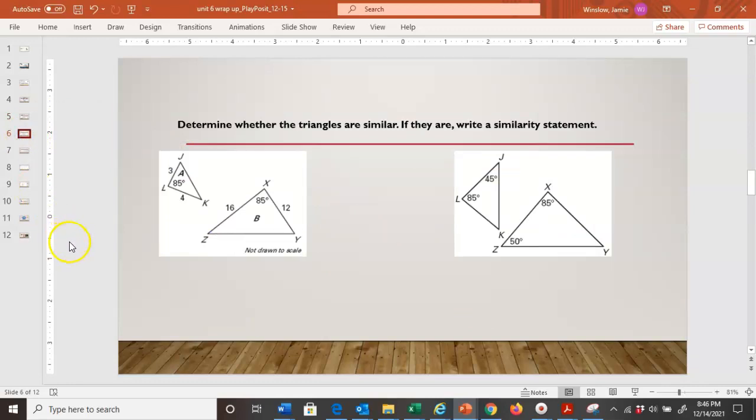Determine whether these are similar. So we're just going to keep practicing. See if we can match it up to one of those similarity statements. So here we have a side, an angle, and a side. Side, angle, and a side. Let's see if the sides are proportional. So we could do 3 over 16 equals 4 over 12.